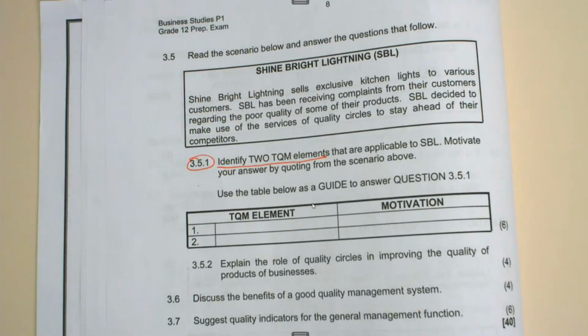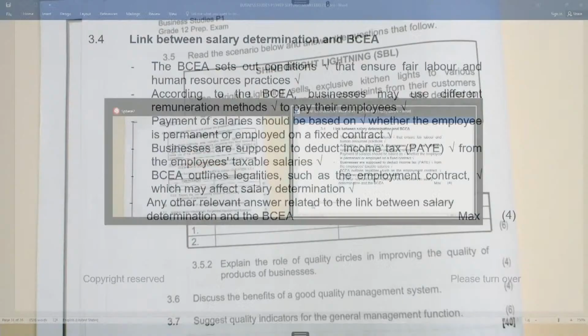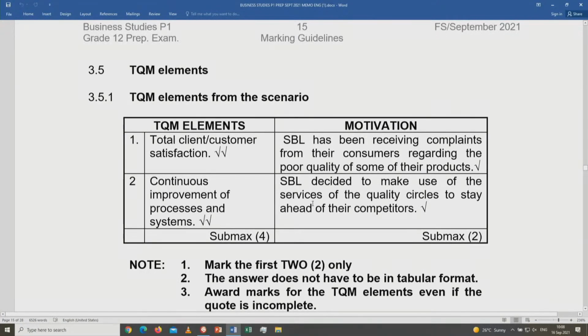And a guide has been given there in the form of a table. Use the table below as a guide. You've got the TQM element and then the motivation. Let's go to the marking guideline and see how this is supposed to have been answered. Okay? The first TQM element there is total client or customer satisfaction, 2 marks. What is the motivation? SBL has been receiving complaints from their customers regarding the poor quality of some of their products, another mark. And then the second TQM element is continuous improvement of processes and systems. The motivation, SBL decided to make use of the services of the quality circles to stay ahead of their competitors.